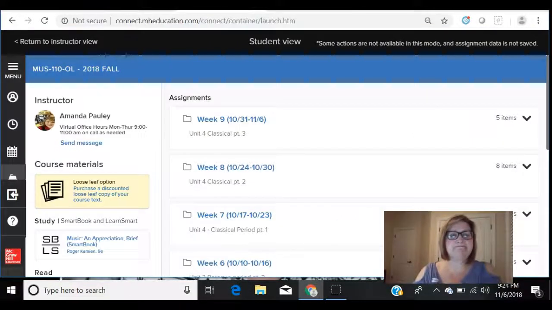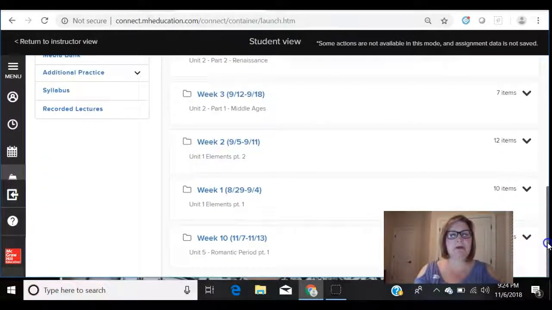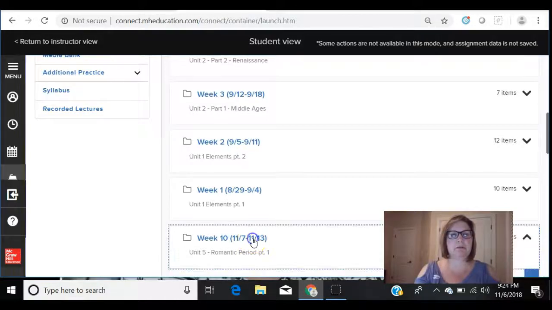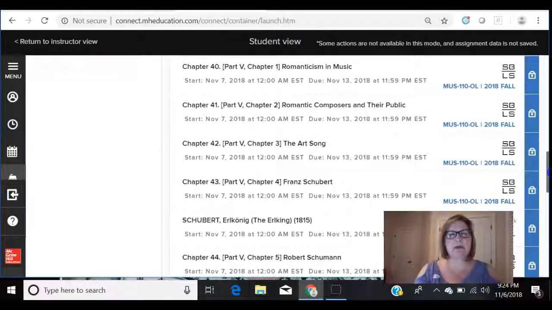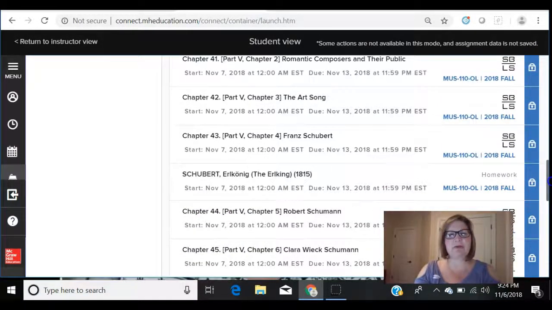So looking through, I have it. Don't know how many of them will show up. I don't think I can open them yet because they're locked.